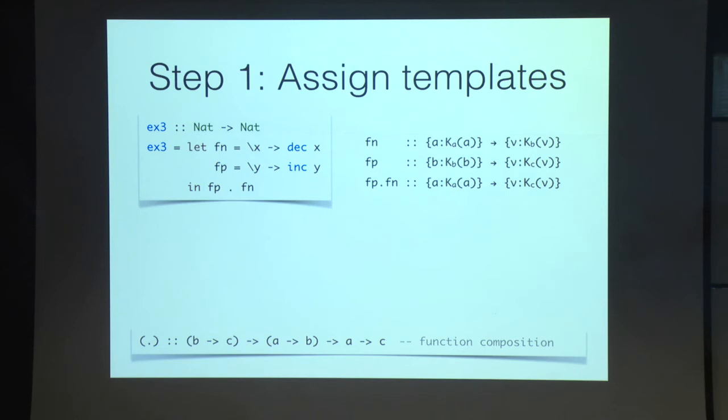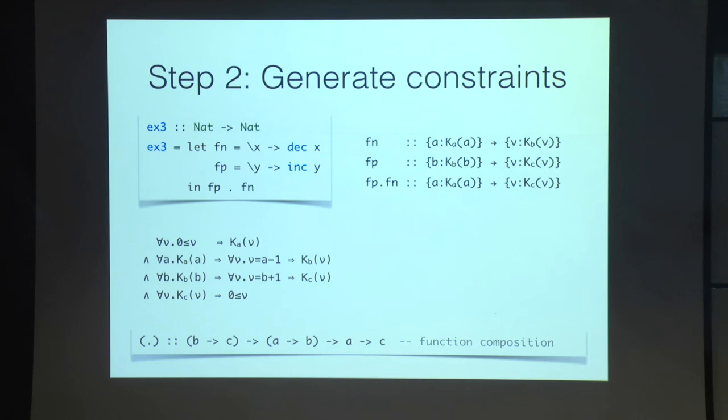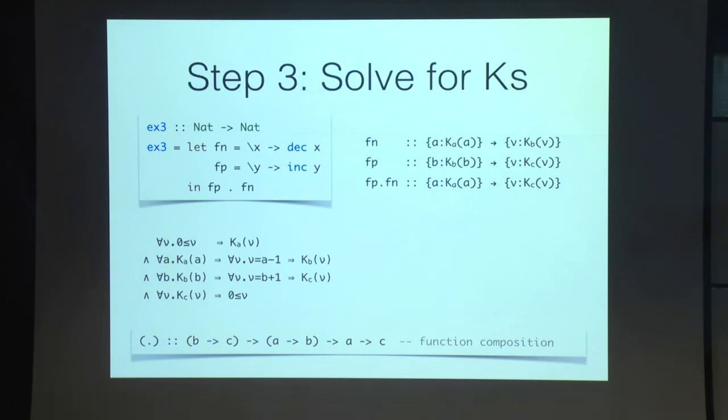And let's do it one more time for example 3, a lot faster. So there's our types with a bunch of k's floating around. There's our constraints. The first one comes from the input type being nat. The last one comes from the output type being nat. The middle two are from our functions fn and fp. And we can start solving for the k's one at a time.